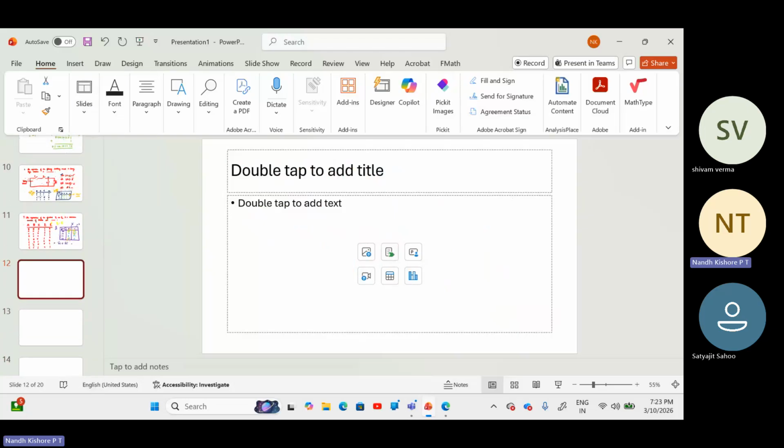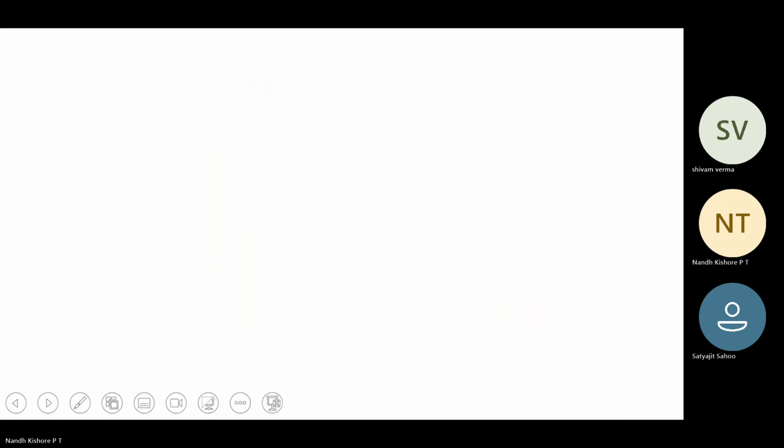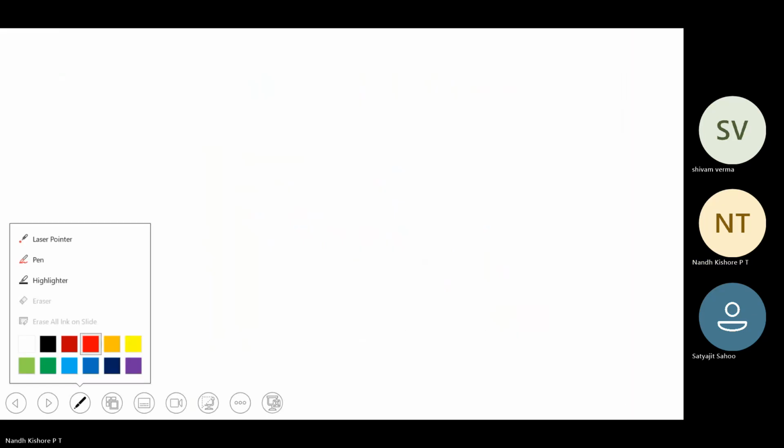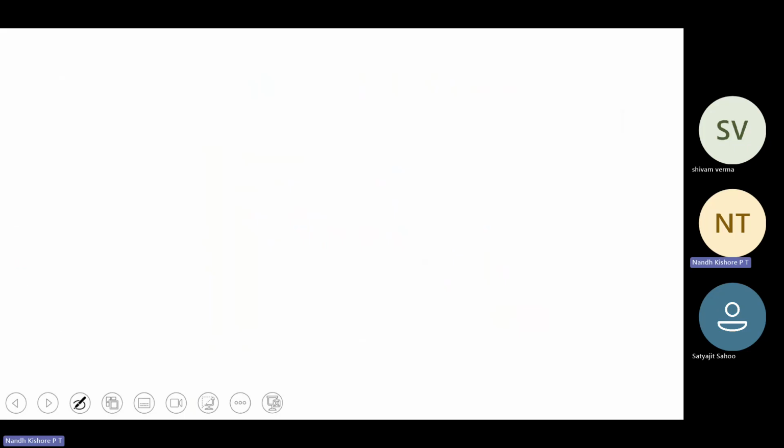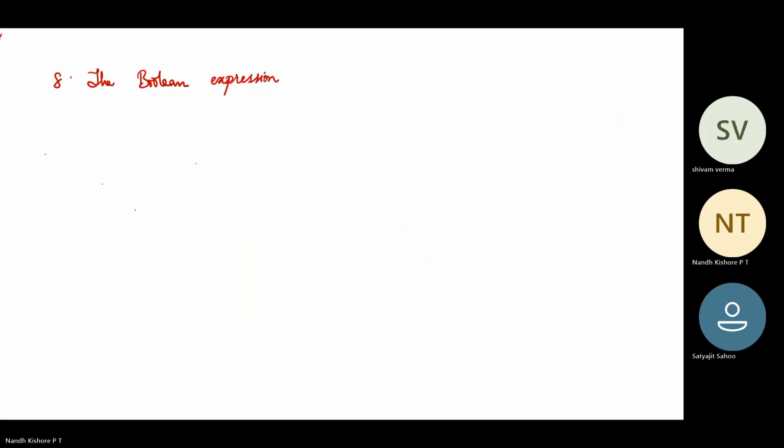Okay. So the question is question number 8. The Boolean expression for output X is dash. So they have given a logic circuit over here.